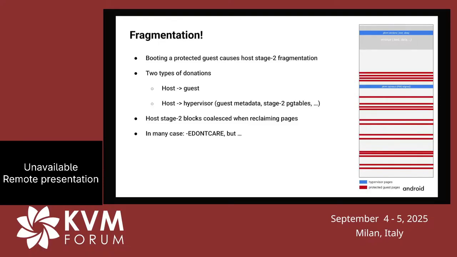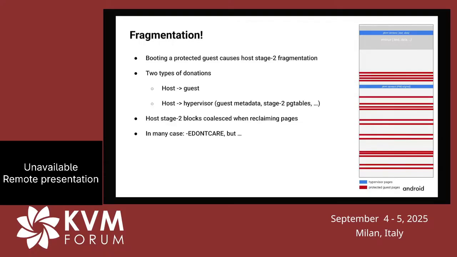One of the nice things we have in PKVM is that whenever a guest gets torn down, the pages that have been donated to the guest and the hypervisor are reclaimed by the host, and we have a mechanism that allows us to coalesce the host stage 2 mapping back into large blocks, to basically go back to the original state. So while the guest is running, there is some fragmentation going on in the host stage 2. And in the majority of cases, that's actually not a problem. We don't care all that much. It's not extremely visible in performance, power and things like that.